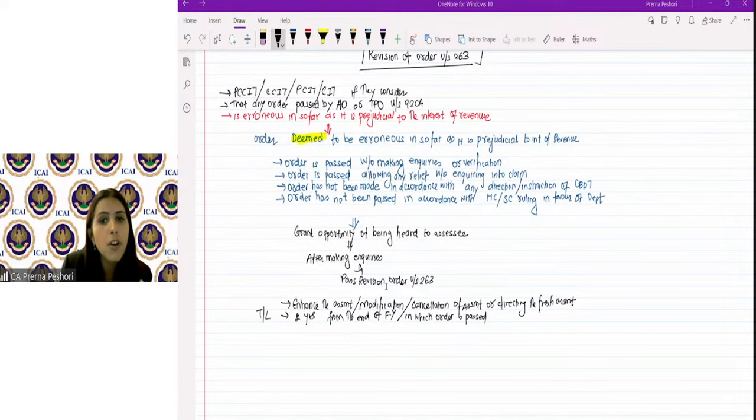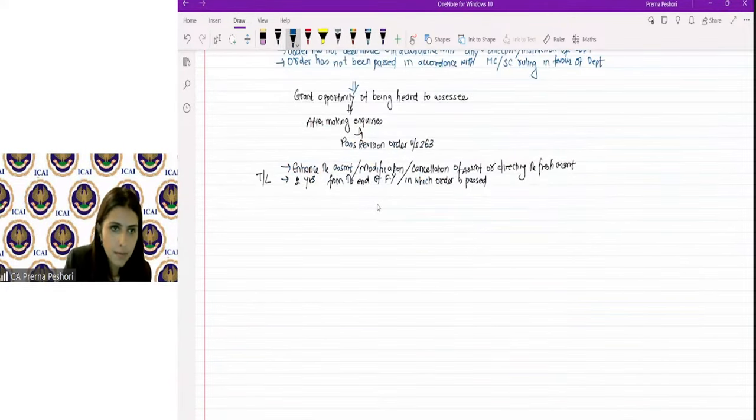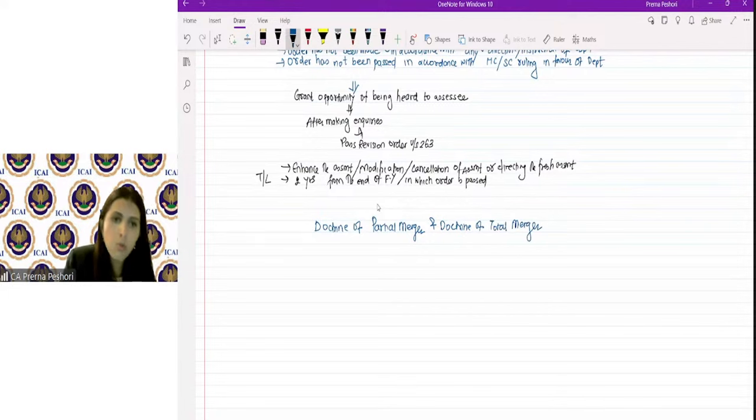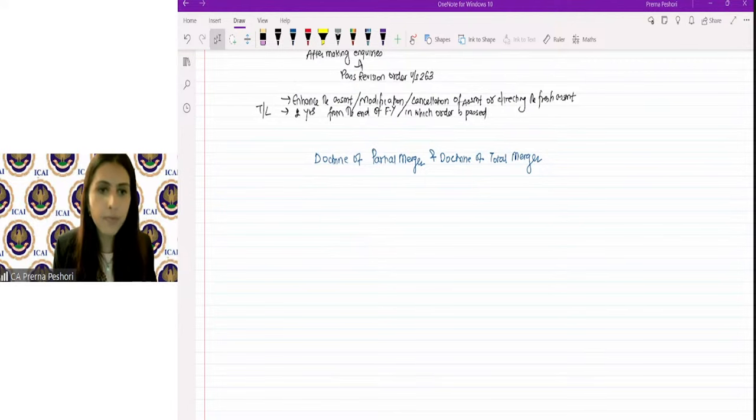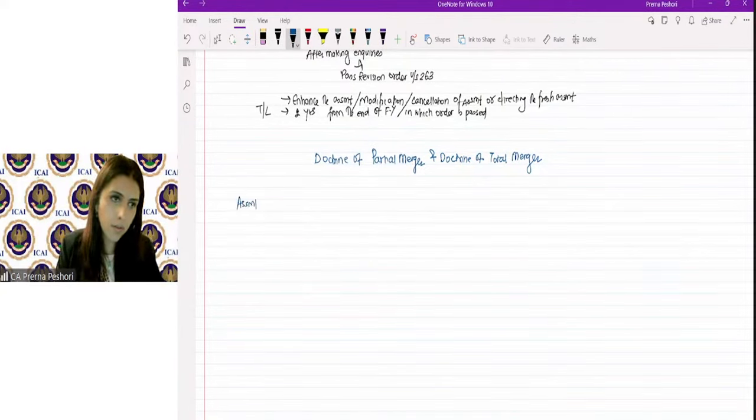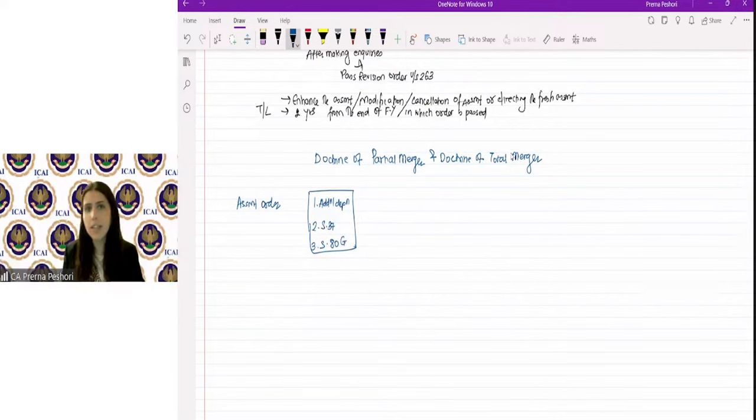Yeah, there's a concept of doctrine of partial merger and doctrine of total merger. Now, what is this concept, students? Let's try and understand. Let's say, for example, I'm talking about my assessment order. This is the assessment order. Let's say, for example, there are three issues. One is relating to additional depreciation. Second is section 37. And third is section 80G claim. There are three issues in my assessment order.